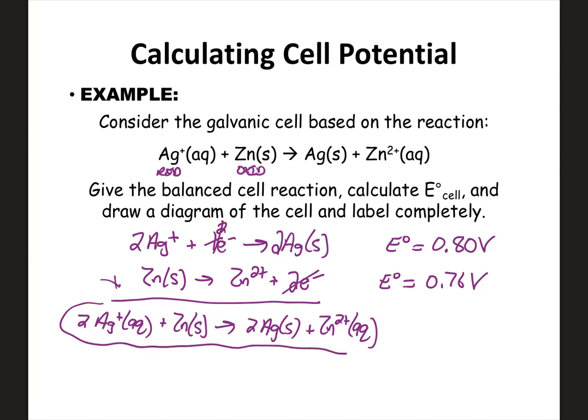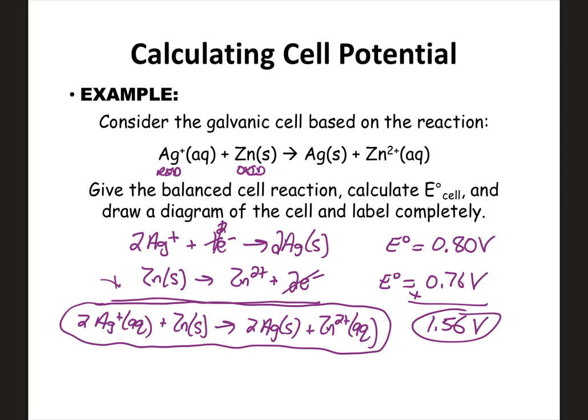You can double check it to make sure it's balanced, make sure the charge is all good, but that's your reaction here. Remember to include the solid and aqueous. We need the E naught of the cell, so we're just going to add these two together. We get 1.56 volts. Don't forget your units. So this takes care of the balanced cell reaction and calculating the E naught of the cell.